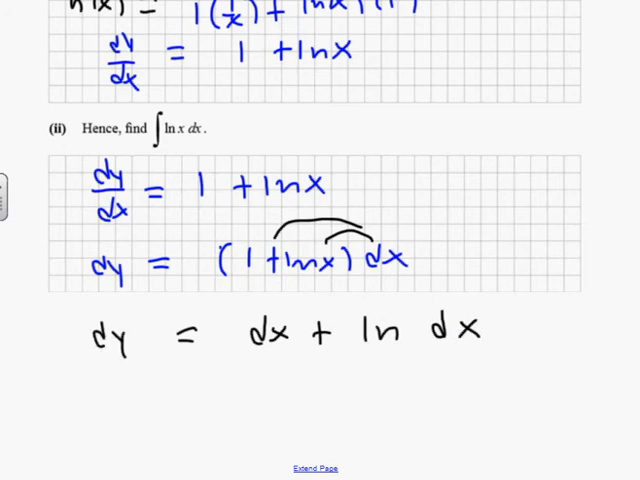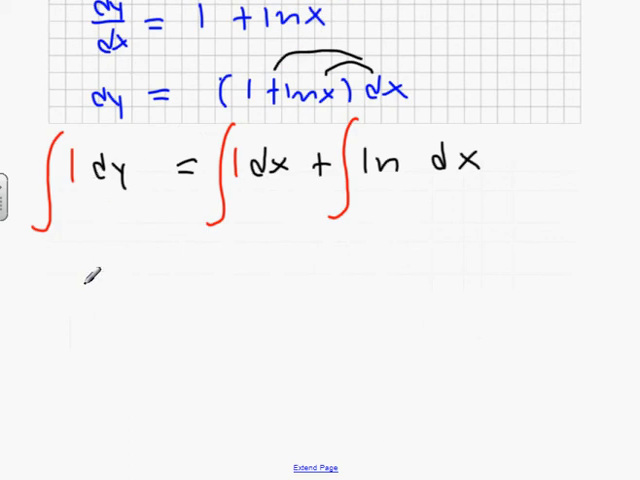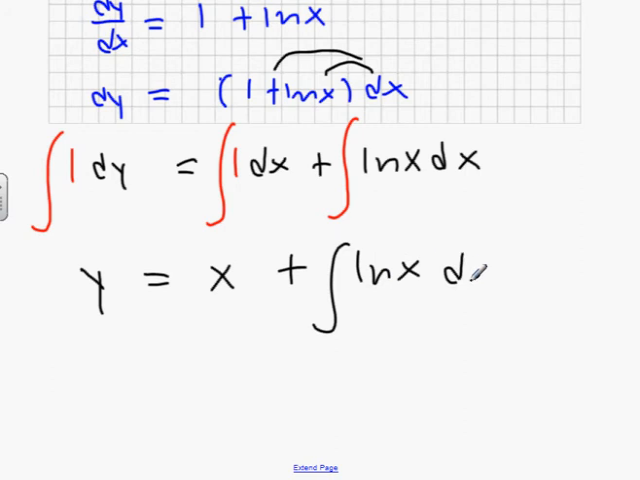What we're going to do is integrate both sides. Integral, integral, integral. That's going to be 1 dx, 1 dy. Now, the whole point of the question is to find out what is the integral of ln x dx, ln x dx being this part here. So once we do that, we're going to integrate it. When you integrate 1 dy, you get y. When you integrate 1 dx, you get x. And then you get the integral of ln x dx.